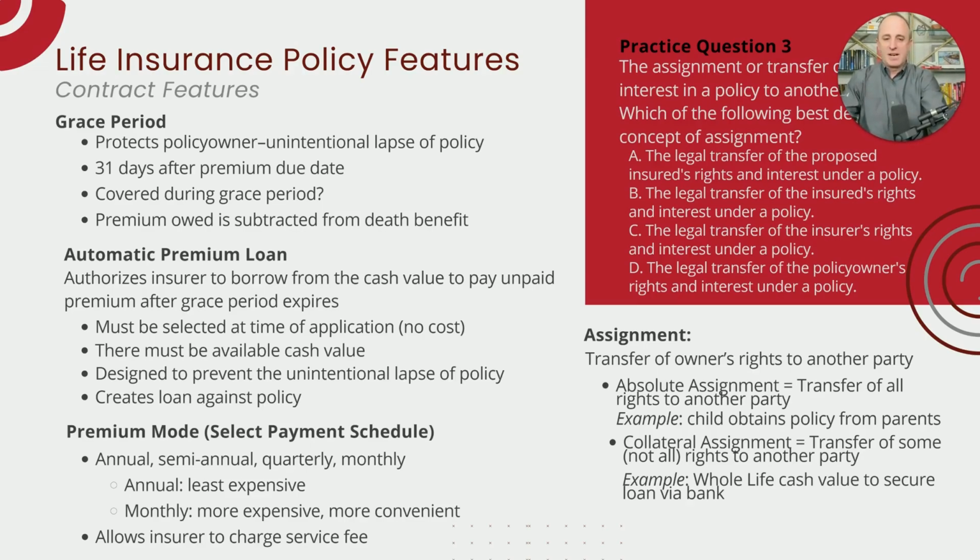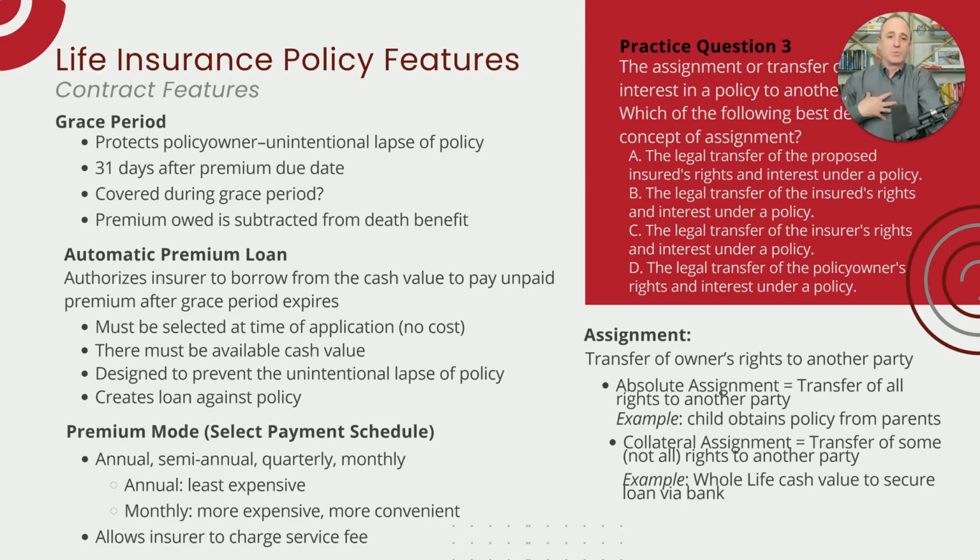So on that right side, you see assignment. That's basically the ability to transfer ownership, transfer owner's rights to another policy. So it could be used, someone could use an insurance policy as collateral for a loan, as an example. That's a collateral assignment. An absolute assignment is I'm giving up all rights to this policy whatsoever.